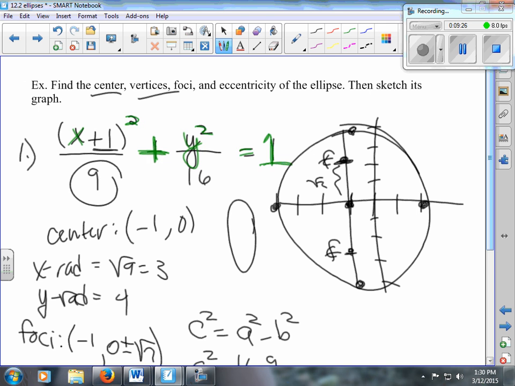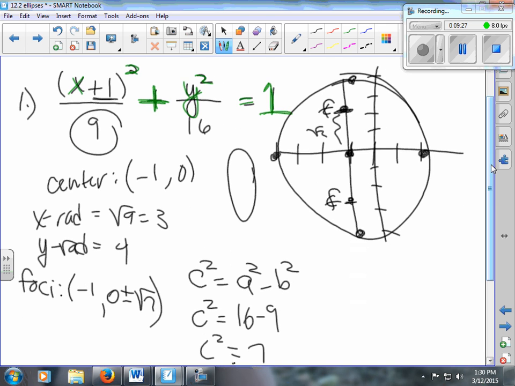Let's find the vertices. The vertices are the ones along the major axis. I'm going to list those down here. And so that's when x is -1 also, but my y values were 4 and -4. Let's just list them in one again, plus and minus 4.